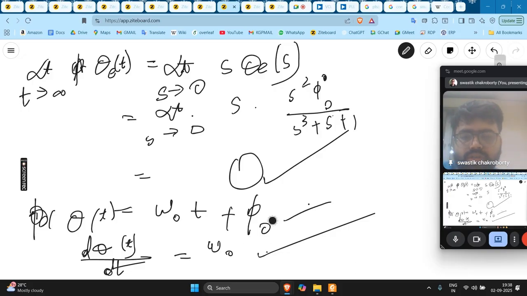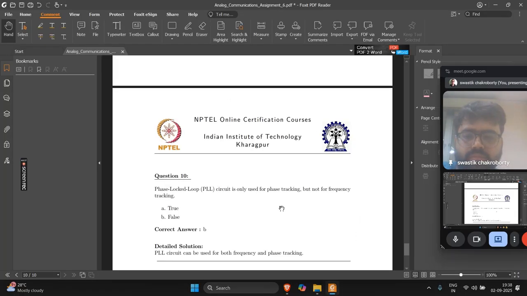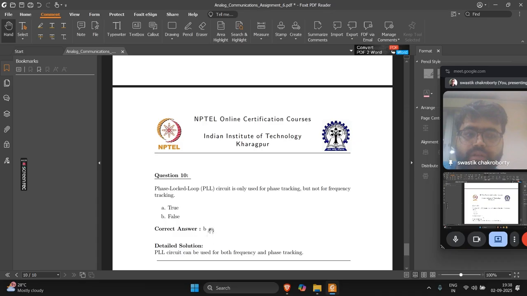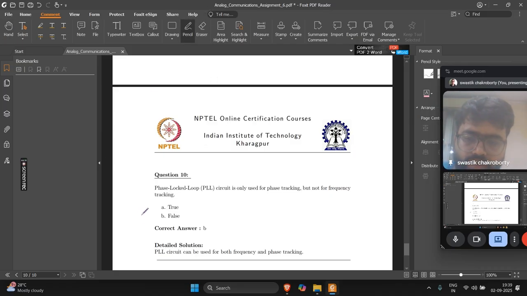So if we track phase, we can equally well track frequency. So the correct answer is false. Phase lock loop can be used to track both phase and frequency.